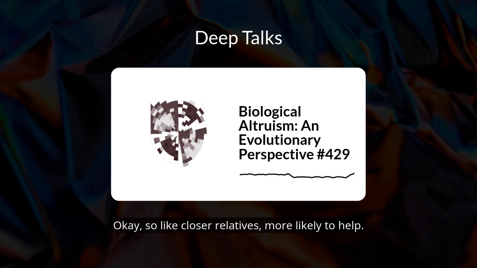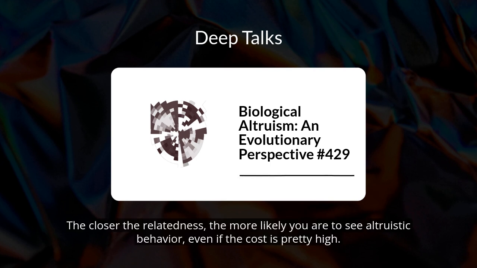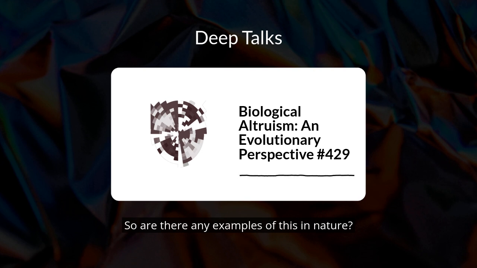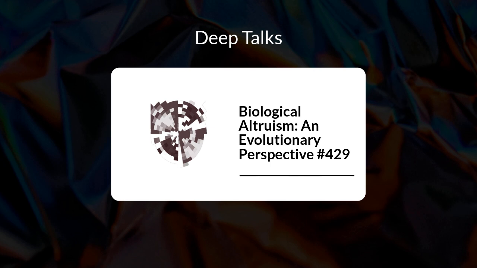So closer relatives are more likely to help. Exactly. The closer the relatedness, the more likely you are to see altruistic behavior, even if the cost is pretty high. So are there any examples of this in nature? Oh, tons of examples. Like where? So one classic example is helper birds.